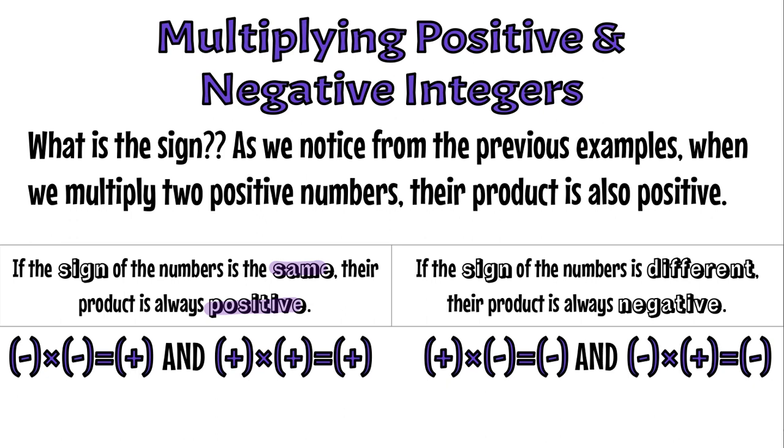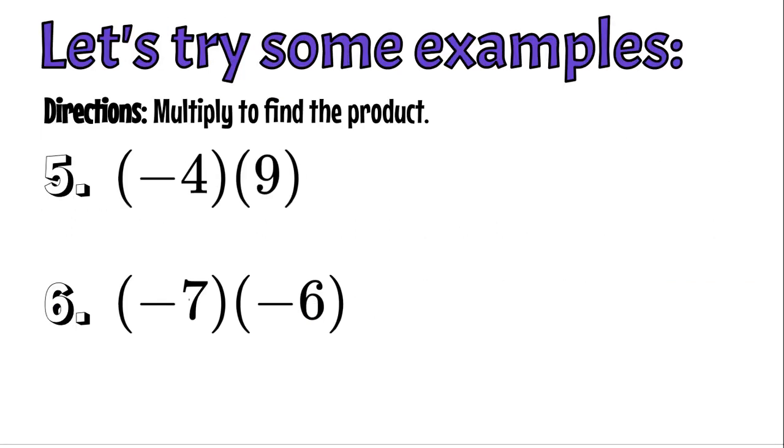If, however, the sign of the numbers is different, then their product is always going to be negative. So in these cases, when we have a positive times a negative, we're going to end up with a negative product. And a negative times a positive, also a negative product. Let's remember these rules and try some examples.